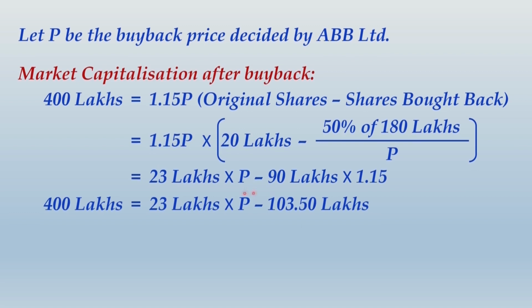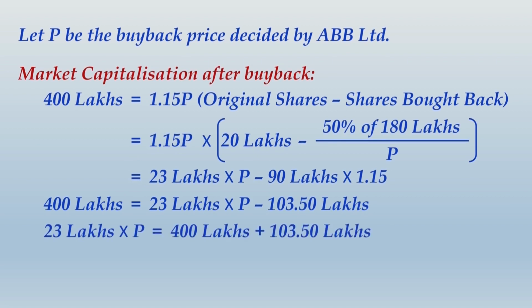So 23 lakhs into P remains on one side, and this negative 103.5 lakhs goes and gets added to 400 lakhs, and I get the equation this way. Then I can comfortably find the value of P by dividing 503.5 lakhs by 23 lakhs, and the value of P comes to rupees 21.89 per share. So this is the offer price for the buyback, and before I take you ahead, please take note of this part of the solution.